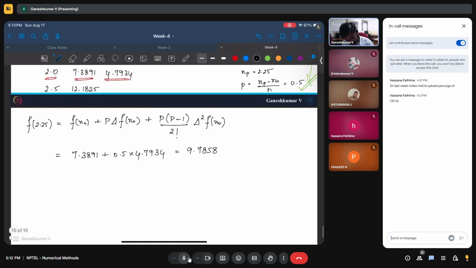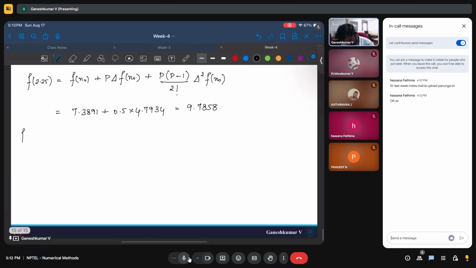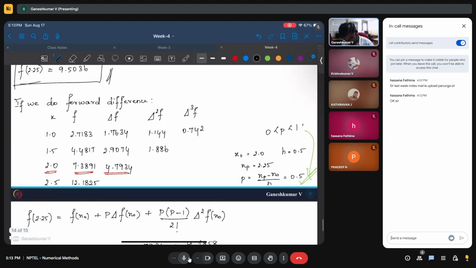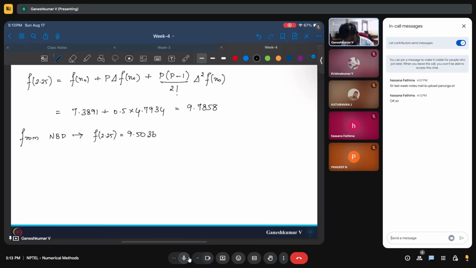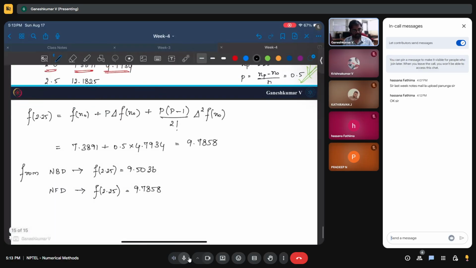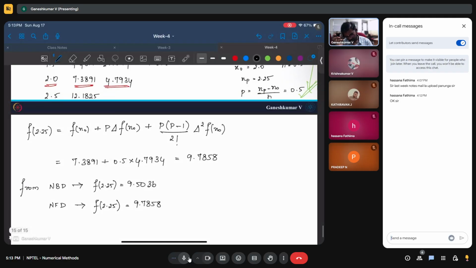So you can see from Newton backward difference, you have f of 2.25 to be 9.5036, and from Newton forward difference, you have f of 2.25 to be 9.7858. Okay, so in both the cases, it's not like this value is wrong. This is not like this is wrong. Okay, but it is erroneous.